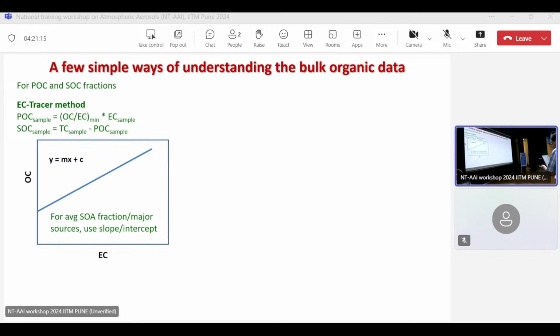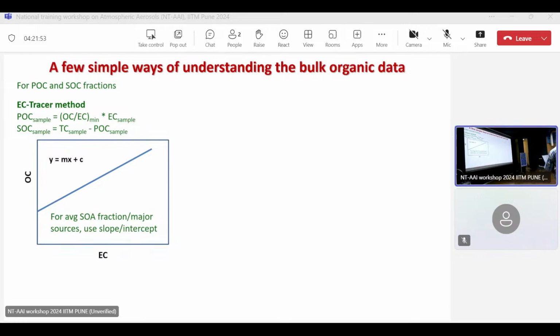Here is the important part. Now I am telling something different than whatever I said. People use the minimum OC by EC. I would say first we plot OC versus EC. Just plot the OC and EC concentrations. And if you are getting a good correlation, use the slope for this. What does the slope mean? For this EC concentration, you have that much OC concentration. For this EC concentration, you have that much OC concentration. That's the meaning of the slope.